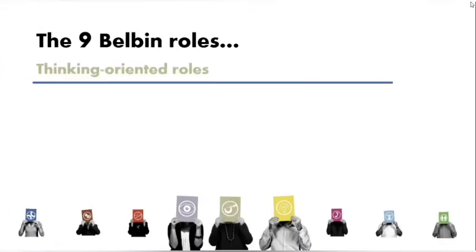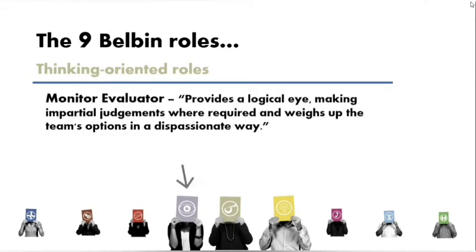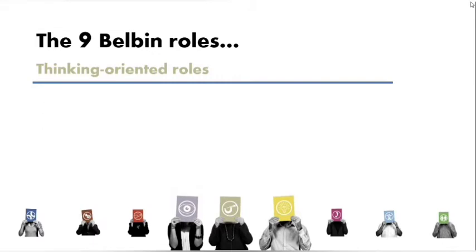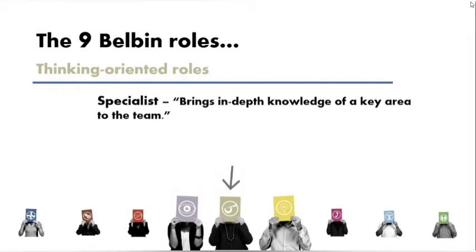Now, the second group is the thinking-oriented roles. That consists of the monitor-evaluator, who provides a logical eye, making impartial judgments where required, and weighs up the team's options in a dispassionate way. Second up is the specialist, who brings in-depth knowledge of a key area to the team.